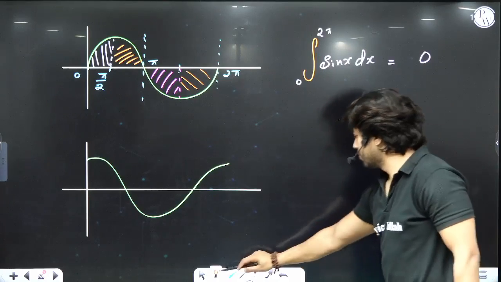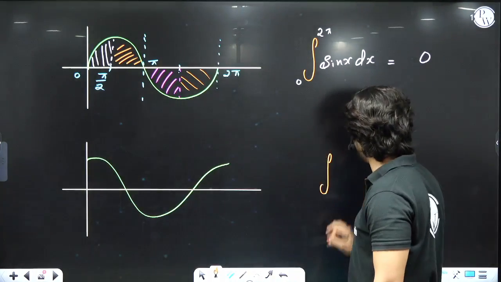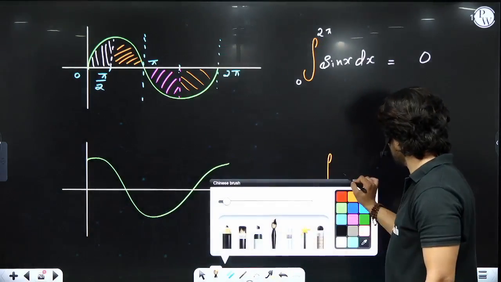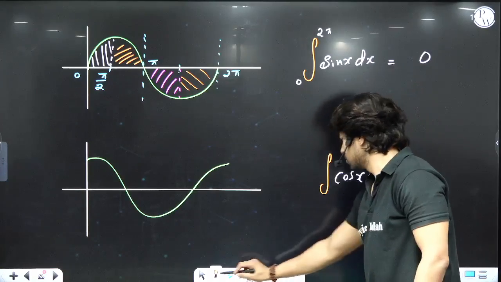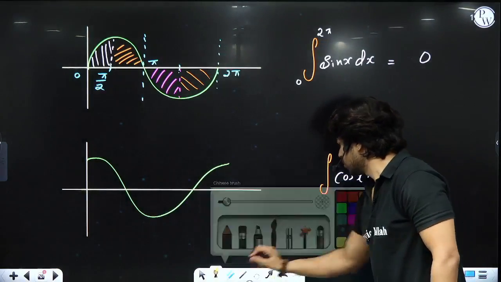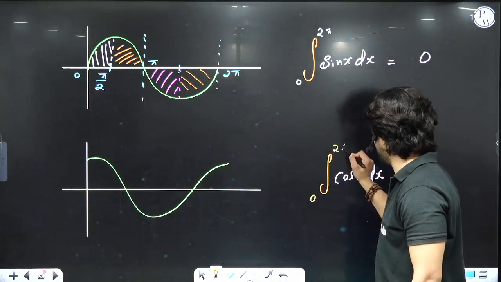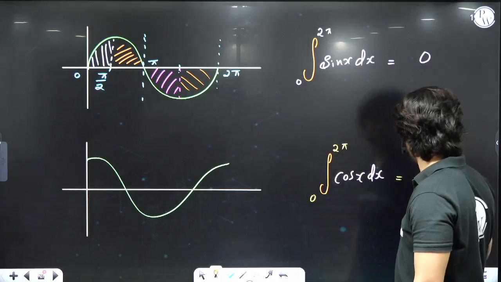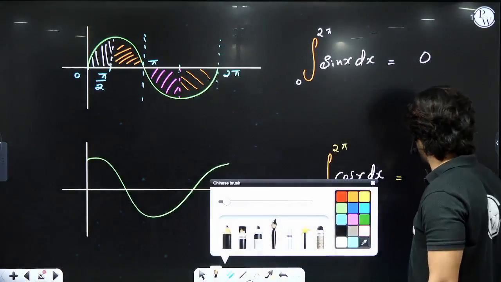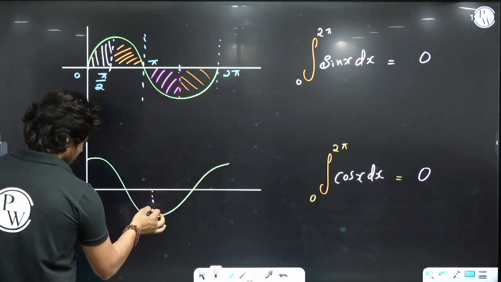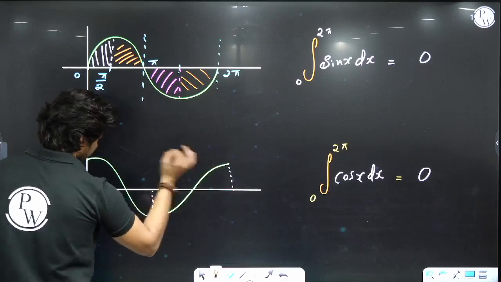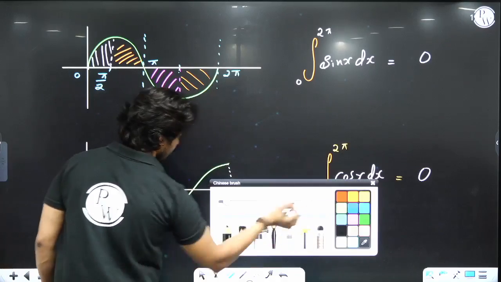Similarly, the integration of cos x from 0 to 2 pi equals 0. Okay. Is this point very clear?